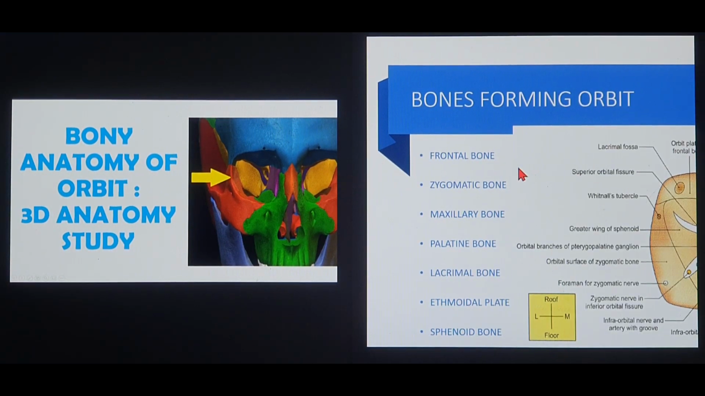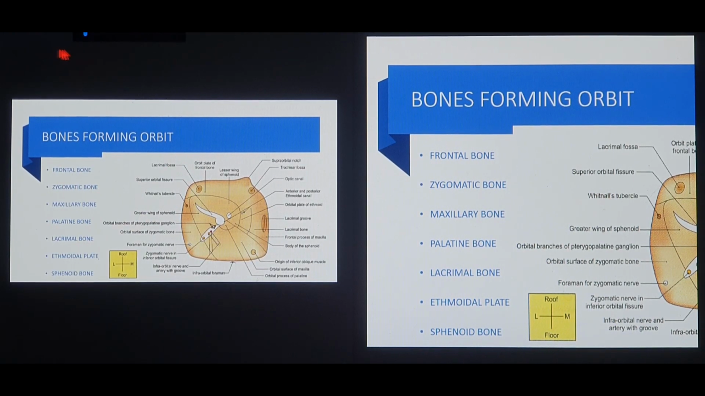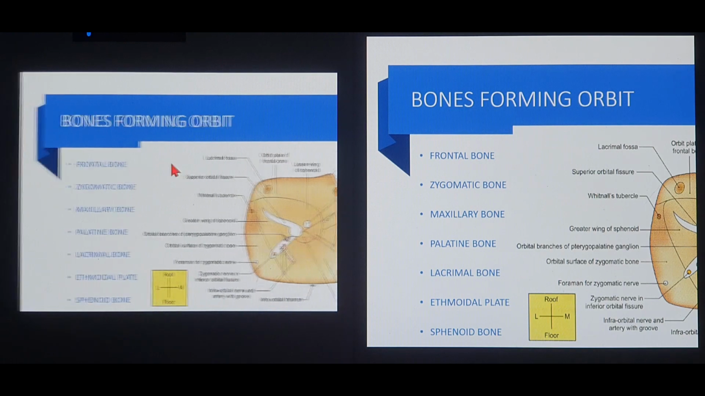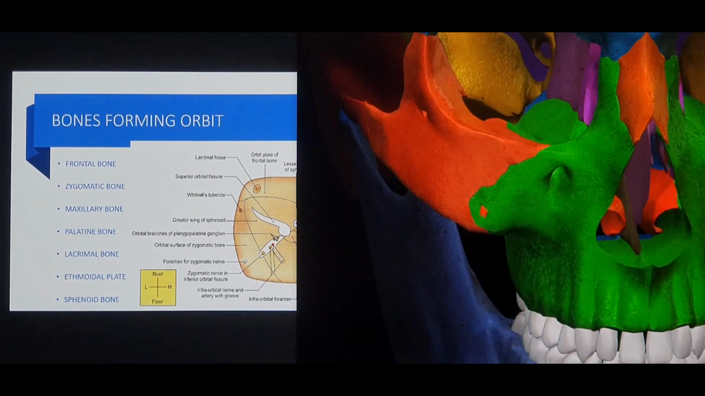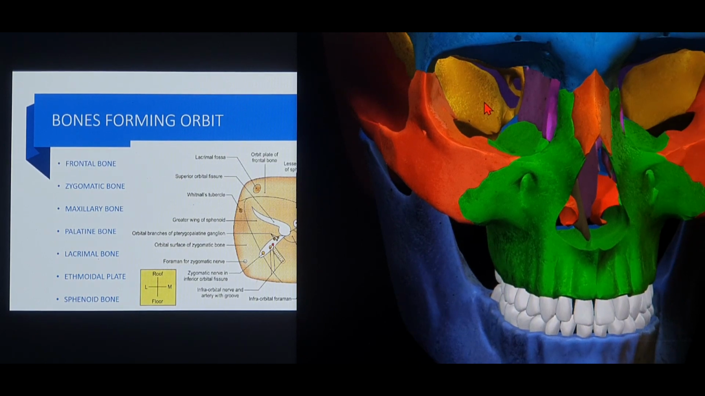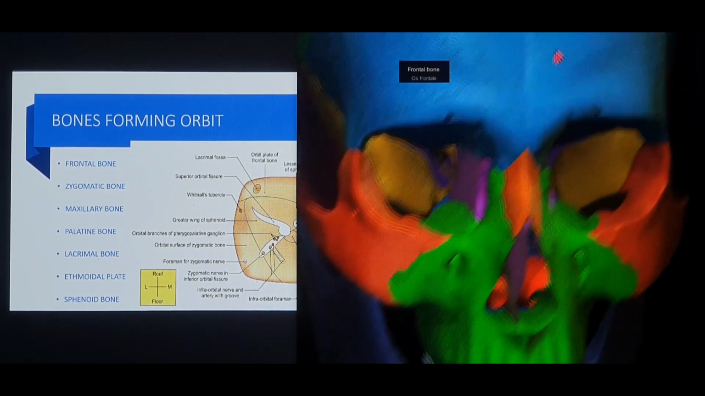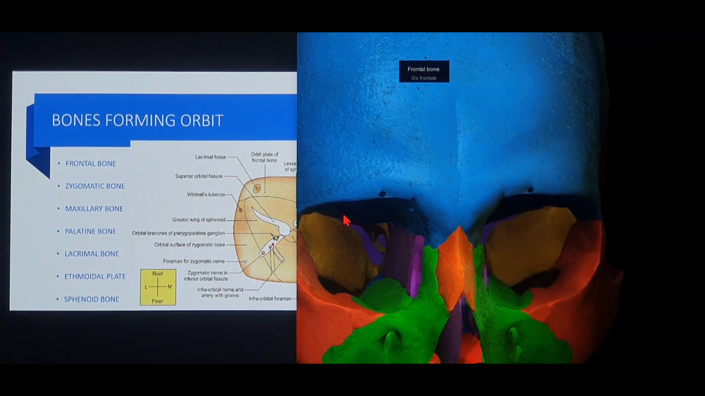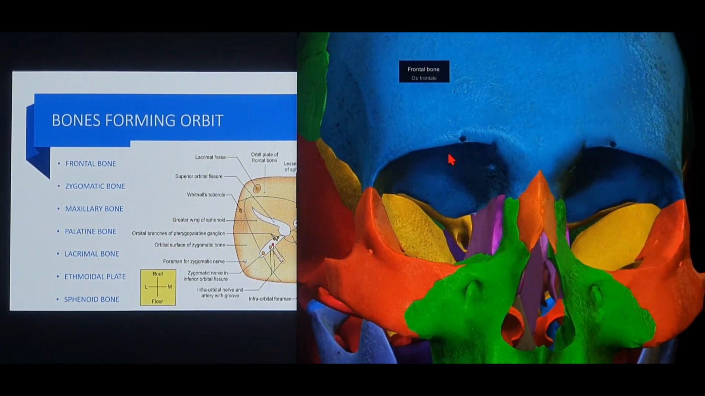We have 7 bones in general to start with. The 7 bones are basically the frontal, zygomatic, maxillary, palatine, lacrimal, ethmoidal, and sphenoid. I'm just going to give you a rough estimate of where exactly these bones lie. As you can see over here, the entire bone in blue is the frontal bone, and if I rotate this, you can see this is the entire frontal bone.